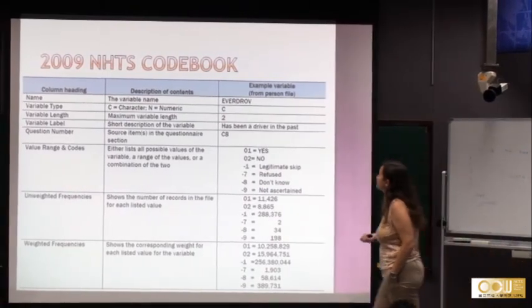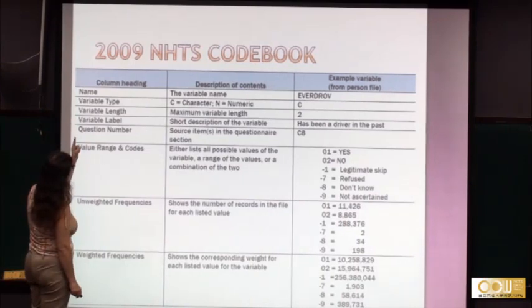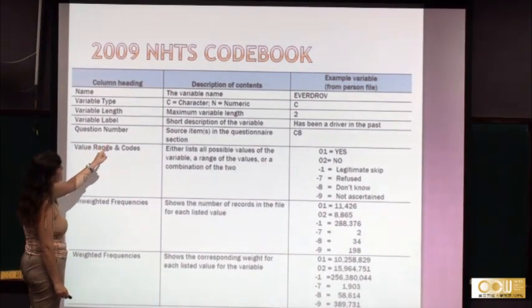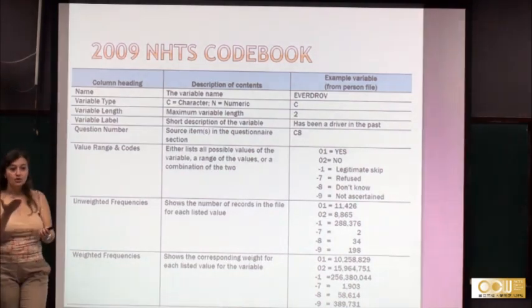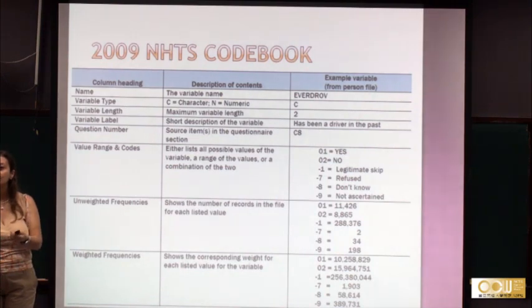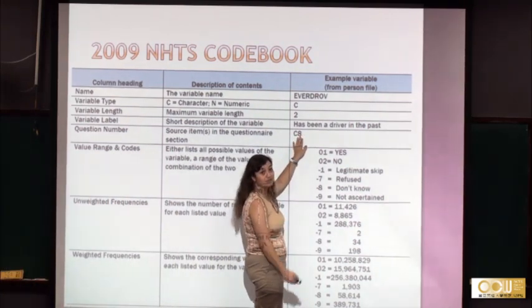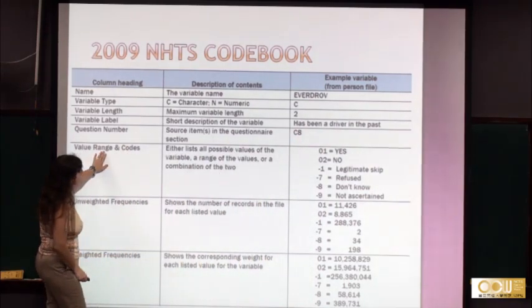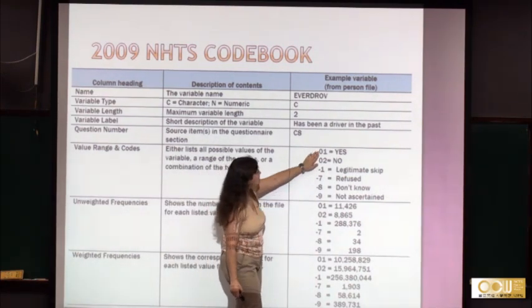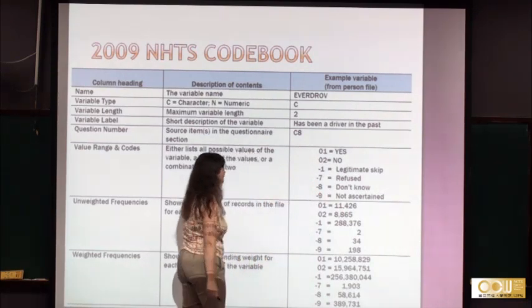For example, for each column, you have a description of the content and an example. So for example, the name of the variable, the variable type, which can be character or numeric, the variable length, how many digits, the variable label, a short description of the variable, and the question number, because you want to be able to trace where this information comes from, right? If, for example, how many vehicles in your household, you want to see a matching between the answer and how the question was asked, right? So this was question number C8, for example, number of vehicles in the household. Then value range and codes, for example, the answer can be yes or no, skip, refuse to answer, don't know, not possible, it was not possible to ascertain that question.